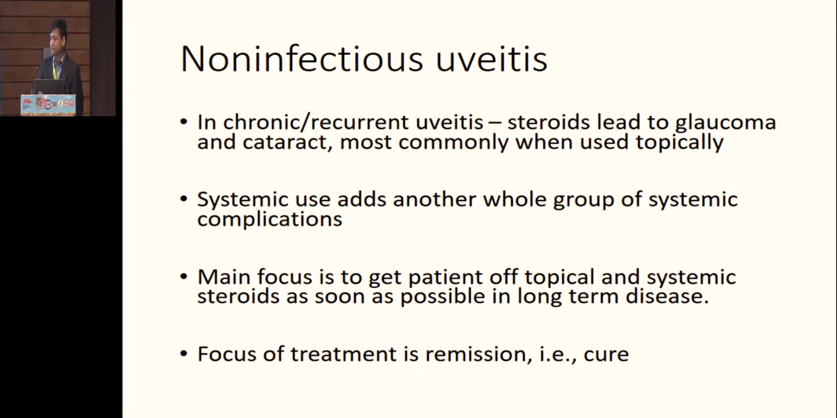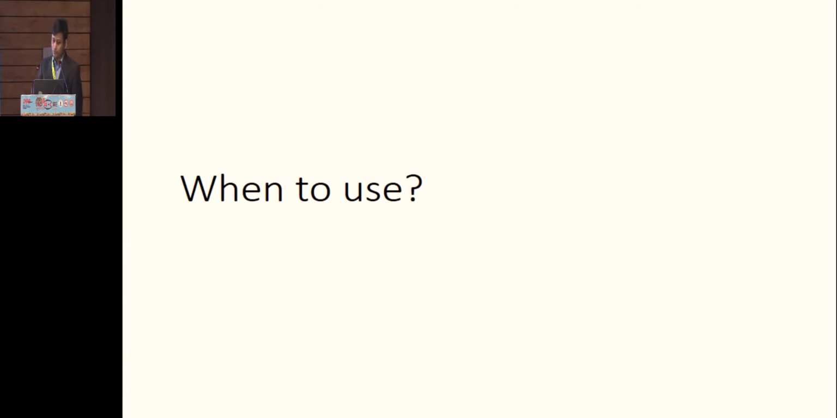So the recent concept with biologics is that they are immunomodulators. So there is a chance of cure. The theory is that the process can technically, possibly be reversed. So when do we use antimetabolites and biologics?